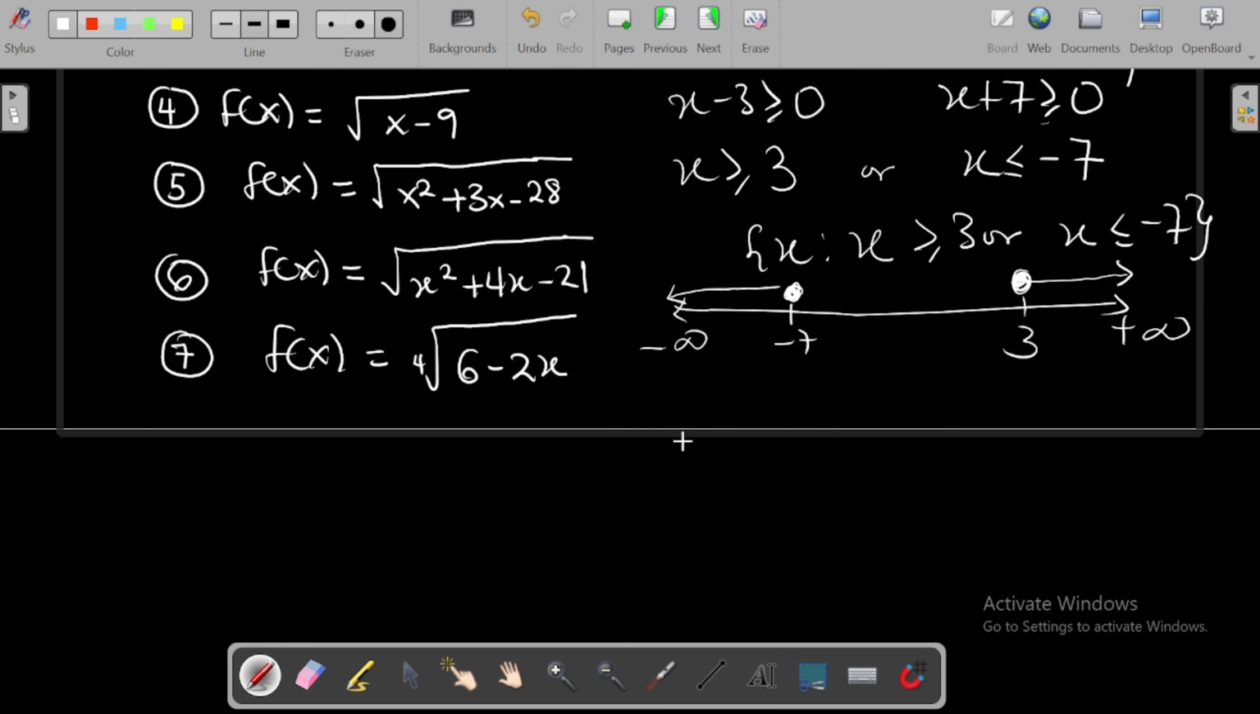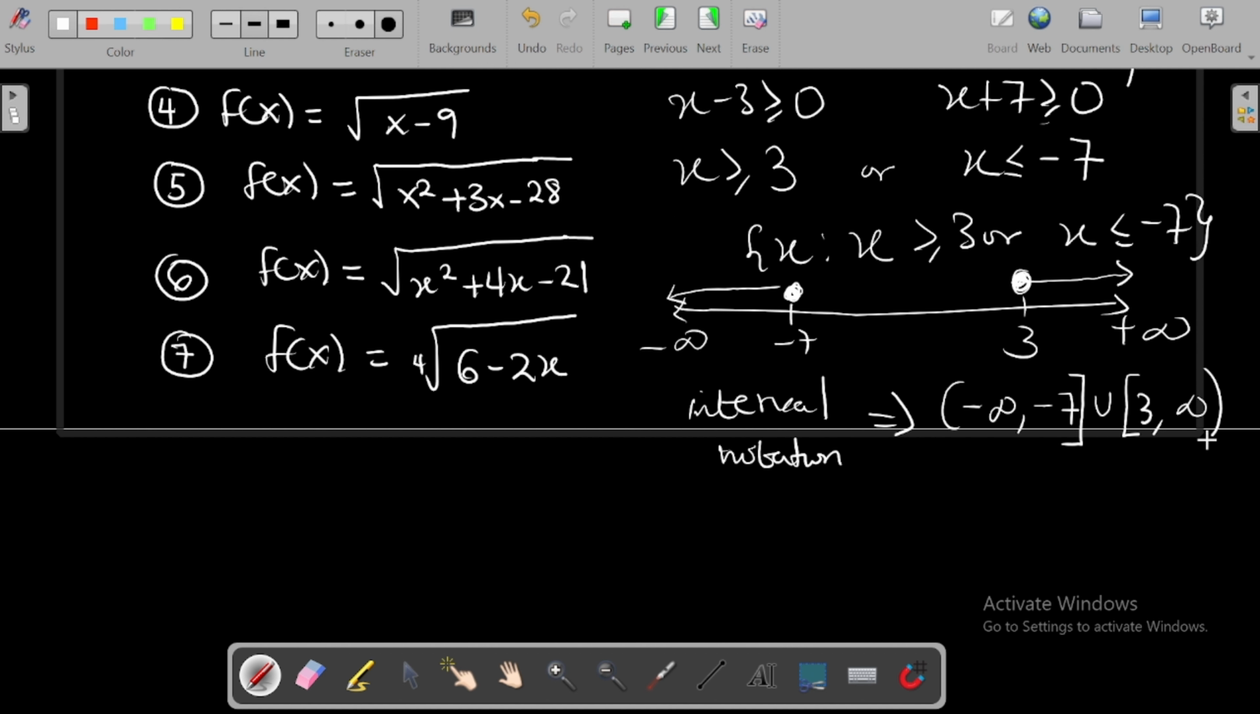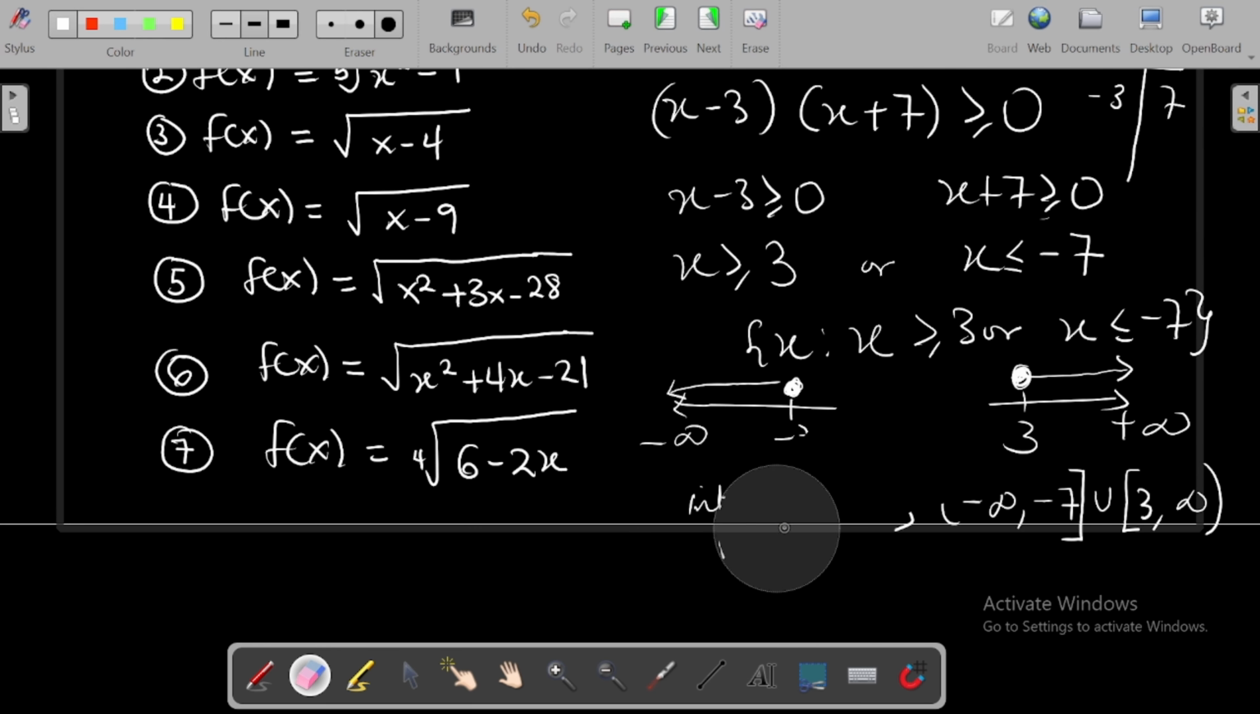So for this particular one, to write your interval notation, you simply have to write it this way. Since you have this from negative infinity to what? Negative 7, and then it's in a square bracket because negative 7 is included, union square bracket 3 to what? Infinity. Since that 3 is included, we use a what? Square bracket. Okay, I believe the understanding is coming, it's getting clearer.